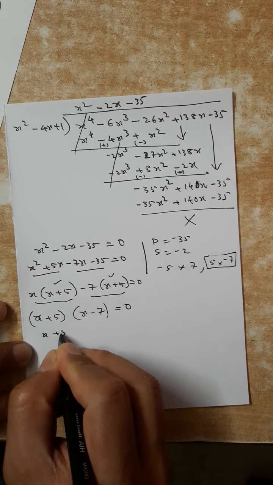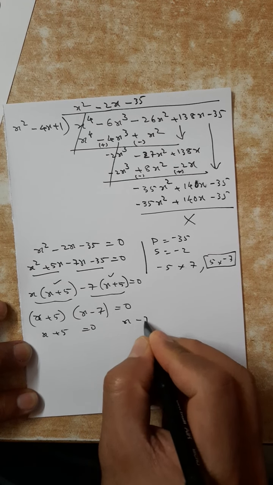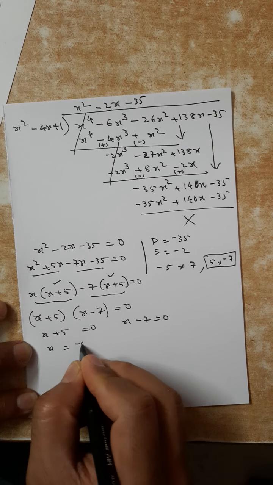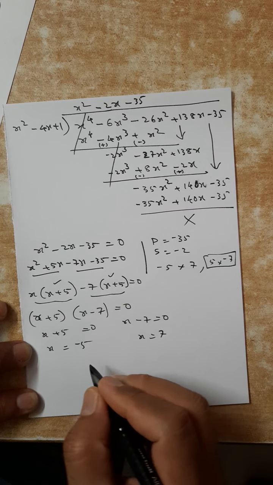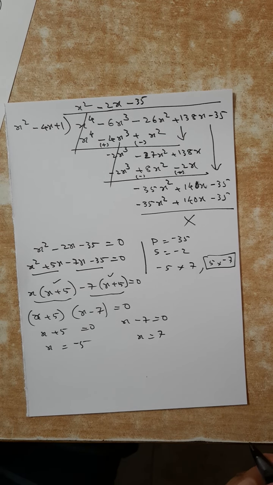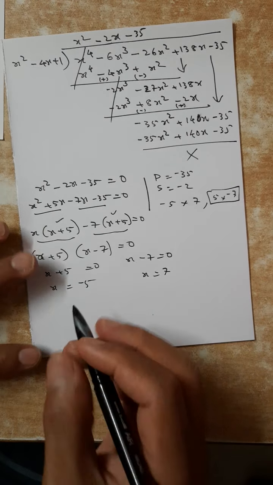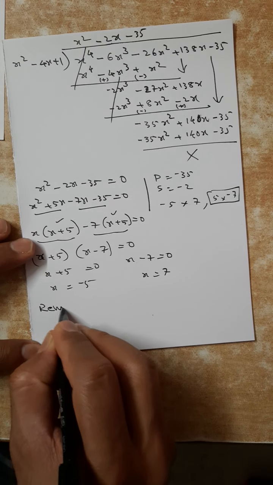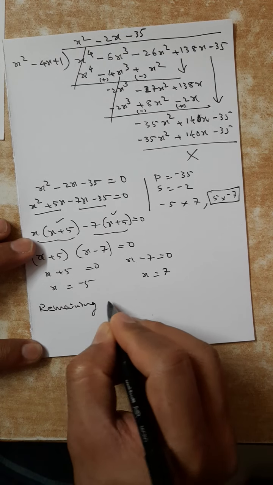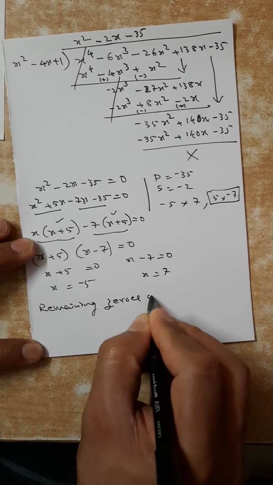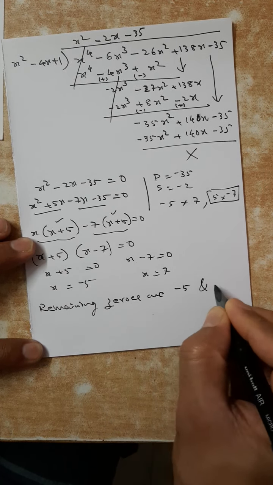That is x plus 5 equal to 0, x minus 7 equal to 0. X equal to minus 5, x equal to 7. They are asking remaining zeros, not all the zeros. So we need not copy that given zeros again. We can say remaining zeros are minus 5 and 7.